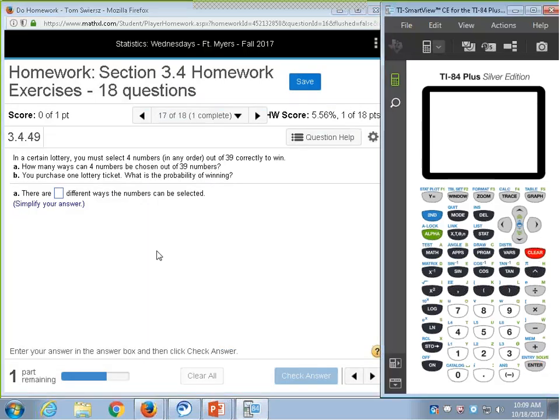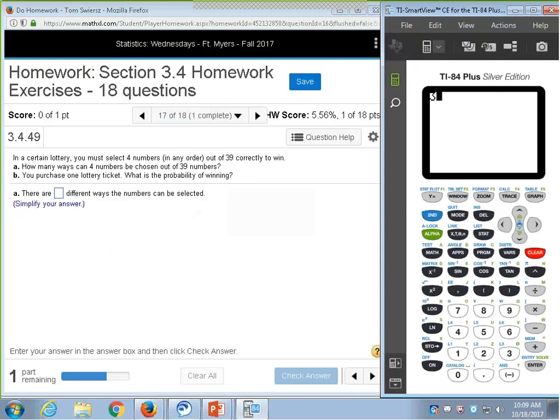All right, let's do one more number, and we'll stop here for 3.4. In a certain lottery, you must select 4 numbers, in any order, out of 39 to correctly win. How many ways can 4 numbers be chosen out of 39? Does order matter? What does it say? In any order. So order does not matter, so it's a combination. You got a total of 39, and you are selecting 4, right? So 39C4.